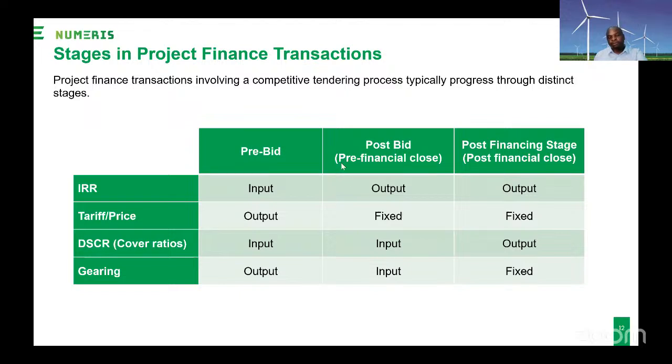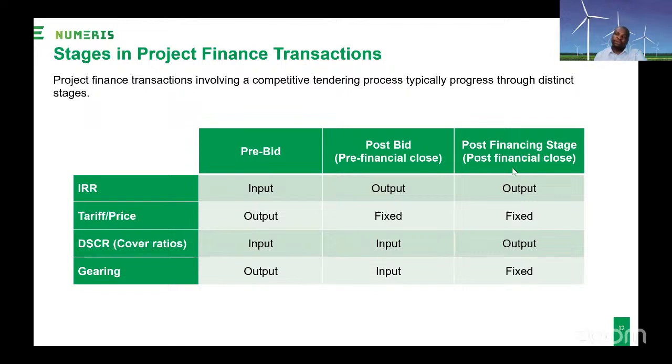Then we go now to the post-bid. Now it is maybe during the construction phase, where we are saying now it's pre-financial close. The things change a little bit. The IRR becomes the output. At this stage, you find that the price is fixed. The debt service coverage ratios remain an input.